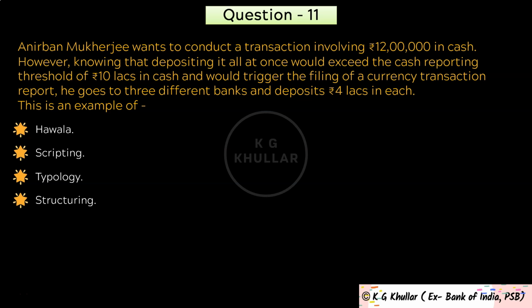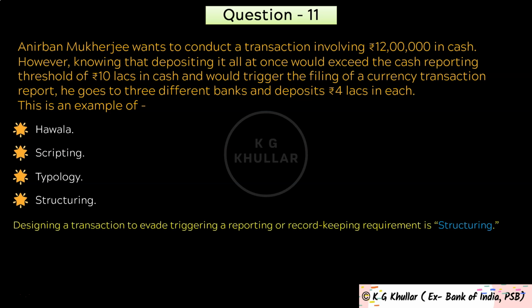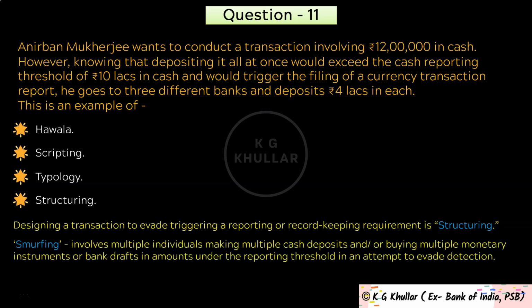Now friends, this also we have learned in methods of money laundering in previous lecture. So please recall that designing a transaction to evade triggering a reporting or record keeping requirement is basically structuring. Now structuring is in fact the most commonly known money laundering method. Also note here that a common technique involving structuring is called smurfing, which involves multiple individuals making multiple cash deposits and buying multiple money laundering instruments or bank drafts in amounts under the reporting threshold in an attempt to evade detection. So for this question, the correct answer is option D, that is structuring.